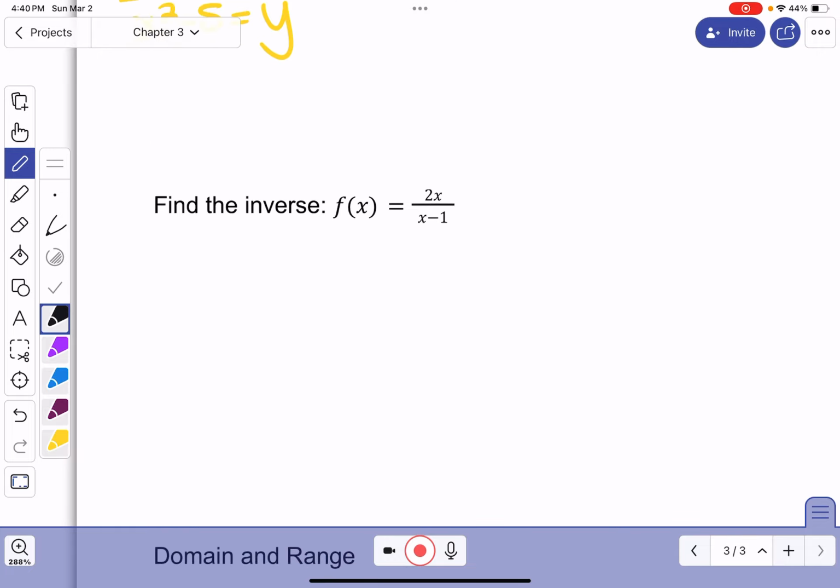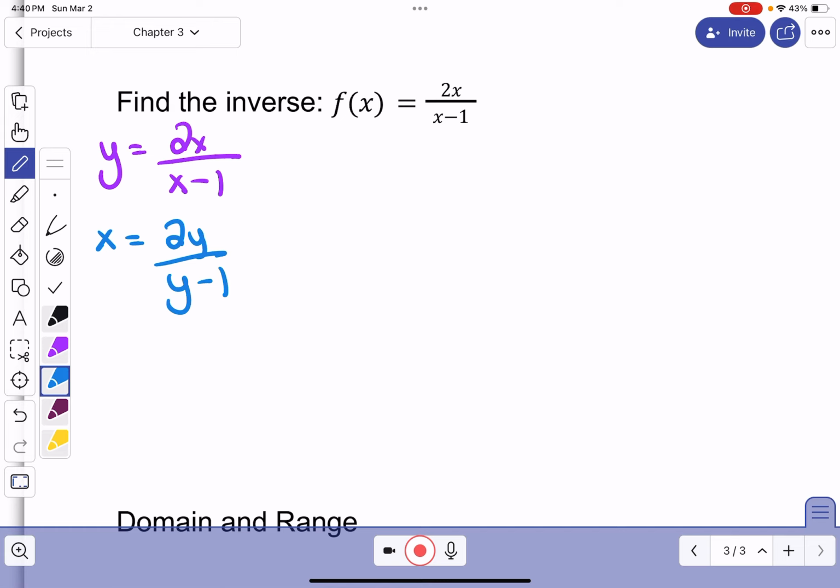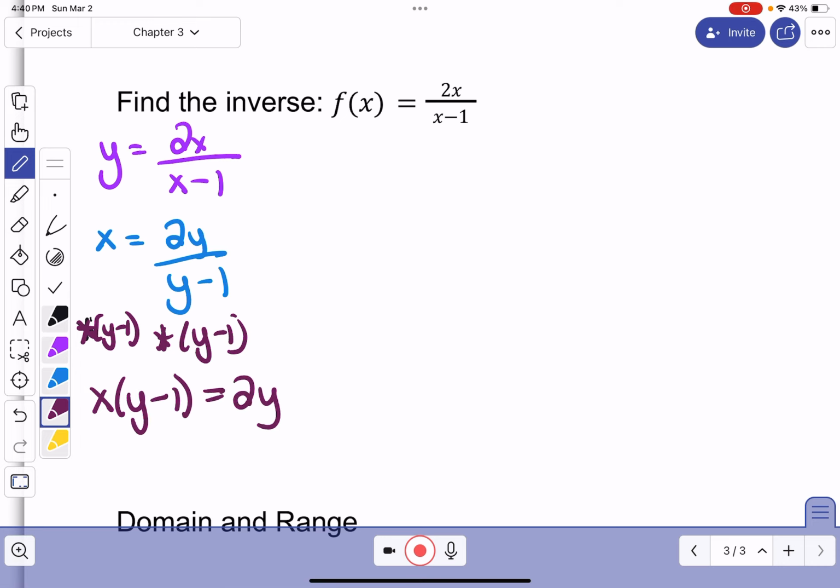Sometimes when it gets a little tricky, and it's not really tricky, it's just you have to think a little bit, is when you have a fraction. So we're still going to start it the same way. Now we're going to switch our x and y. Now we need to get rid of the fraction. So we're going to multiply both sides by the denominator, which is y minus 1. So we get x times y minus 1 equals 2y.